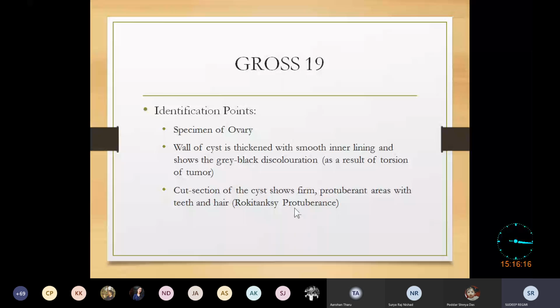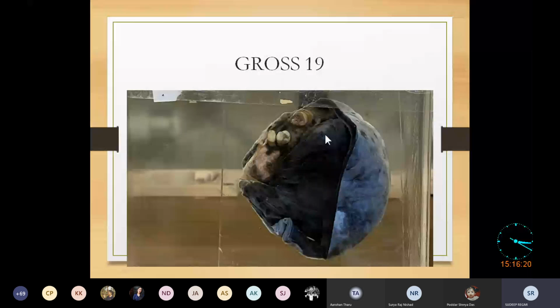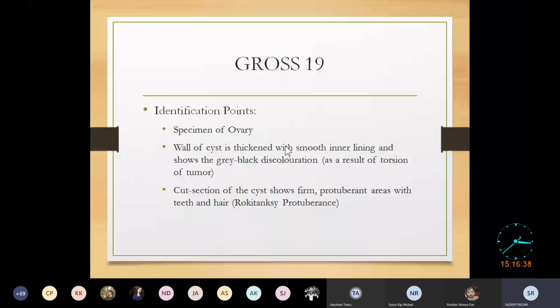So this is known as Rokitansky protuberance. So this particular area, this protuberance, is known as Rokitansky protuberance. Otherwise, there will be some sebaceous material, like this, and there is presence of tooth also. So this is a mature cystic teratoma or dermoid cyst of ovary.